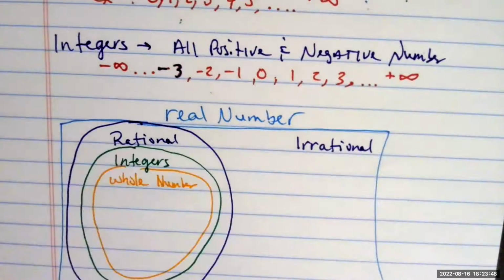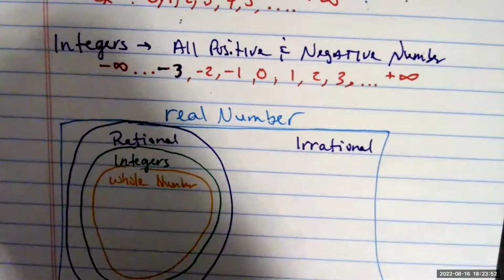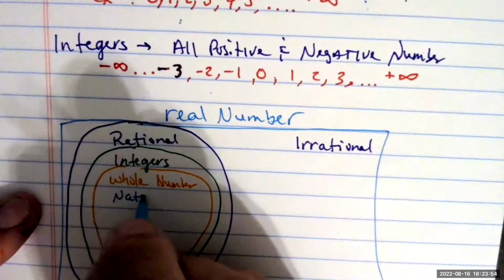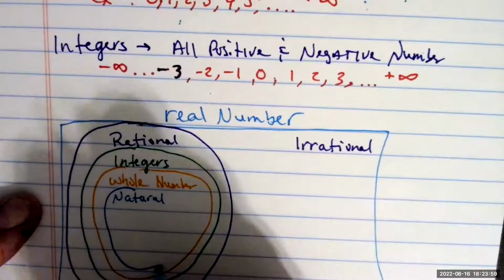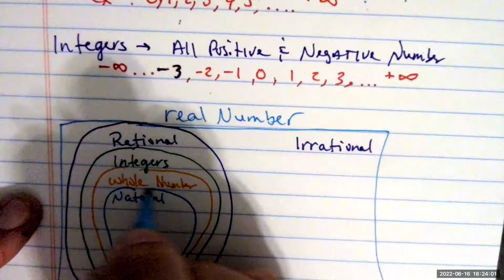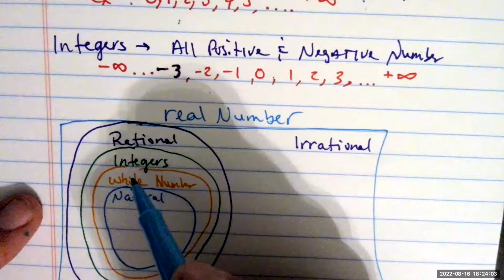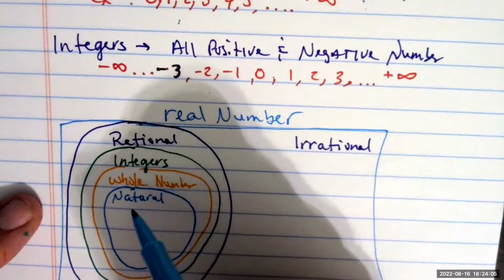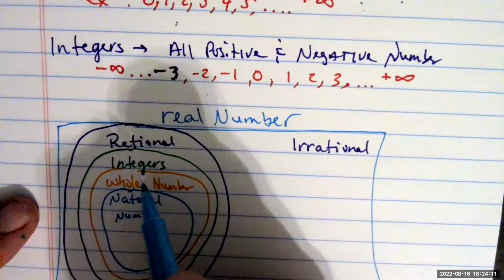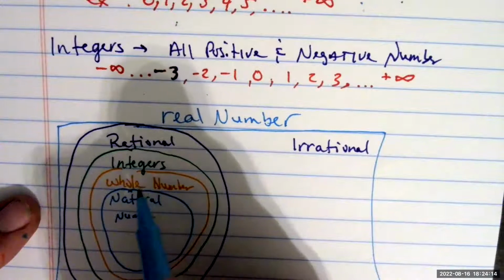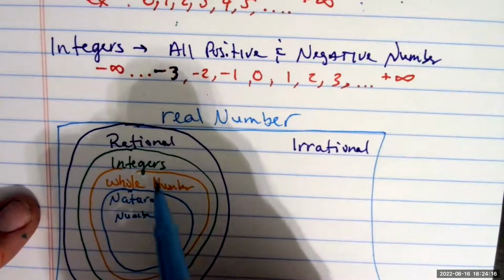Next one is, of course, natural numbers. The natural numbers are the counting numbers. Remember, the natural numbers do not have 0, but the whole numbers do. So these are very similar, except this one starts with 0 and this one doesn't start with 0. Remember, this is also counting numbers. So natural numbers are whole numbers, which are also integers, which are also rational numbers. So that's how that works.